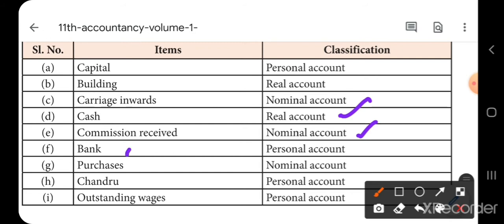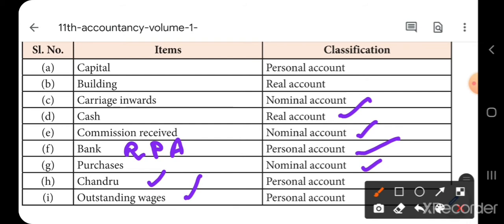Bank. Bank, I told you, it is a representative person. Representative personal account. So it comes under personal account. So you write personal account, or you can also write representative personal account. Okay. Purchases. When you purchase something, you are making the payment. So cash is going out. So it is an expense. So you group it under the nominal account. Chandru. Chandru is the name of a person. You are opening a personal account.